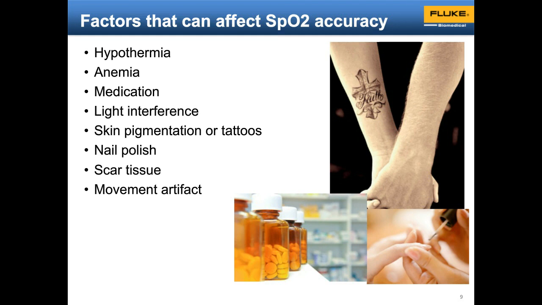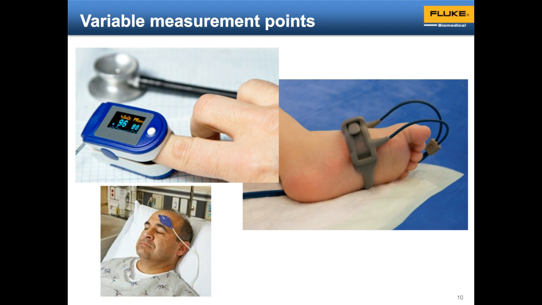So we measure at various points along the body. Most of us are familiar with the finger. However, on peds and neonates, you might see a foot sensor, and with more recent technology in reflective, you can have a forehead sensor.